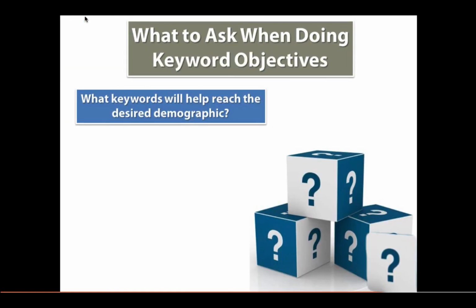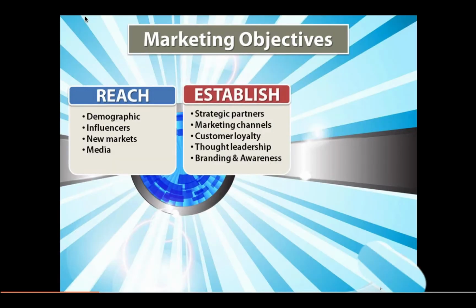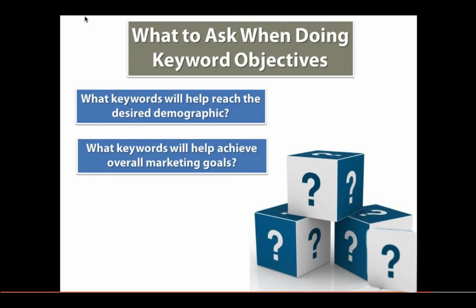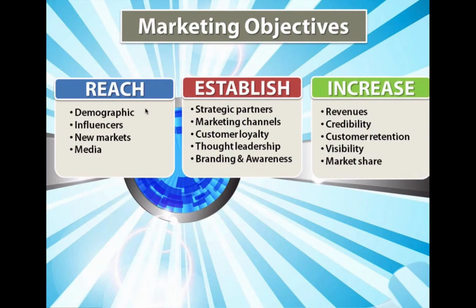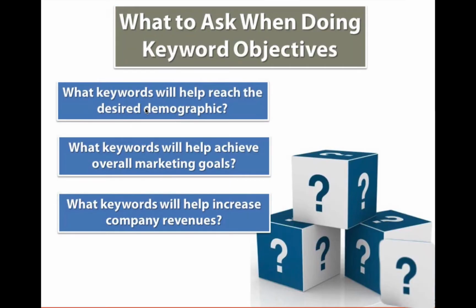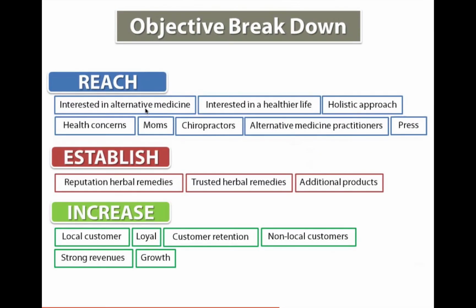The next thing to consider is what you want to establish with your website. What will it take to establish the brand you want? Also, the question here will be what keywords will achieve the overall marketing goal. The third thing to consider is what the website can increase. Obviously, increasing revenue, credibility, visibility, and market share might be something you desire to increase. So here, you can ask yourself what keywords will help increase company revenue. So we determine the objectives we aim for. Doing this actually helps in finding the right keywords.